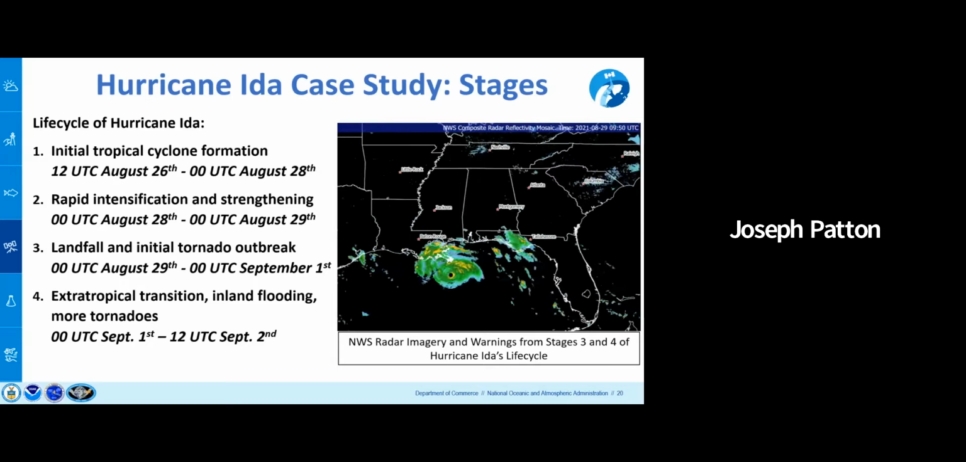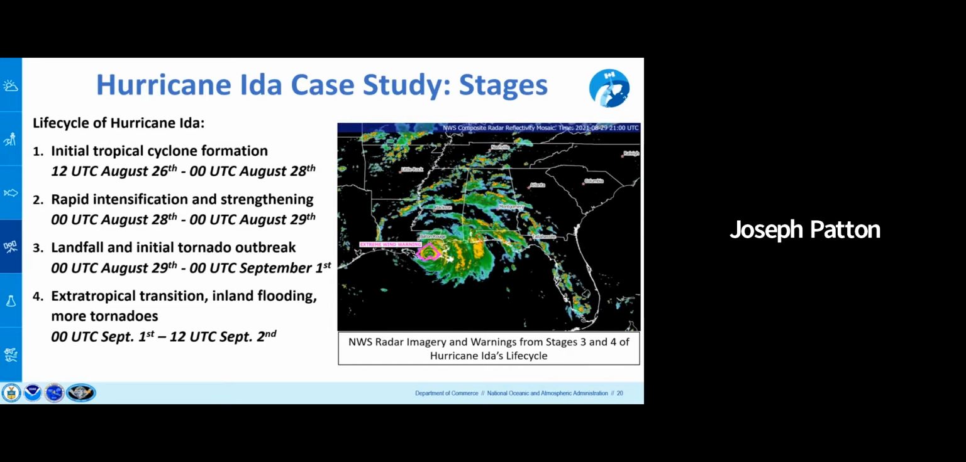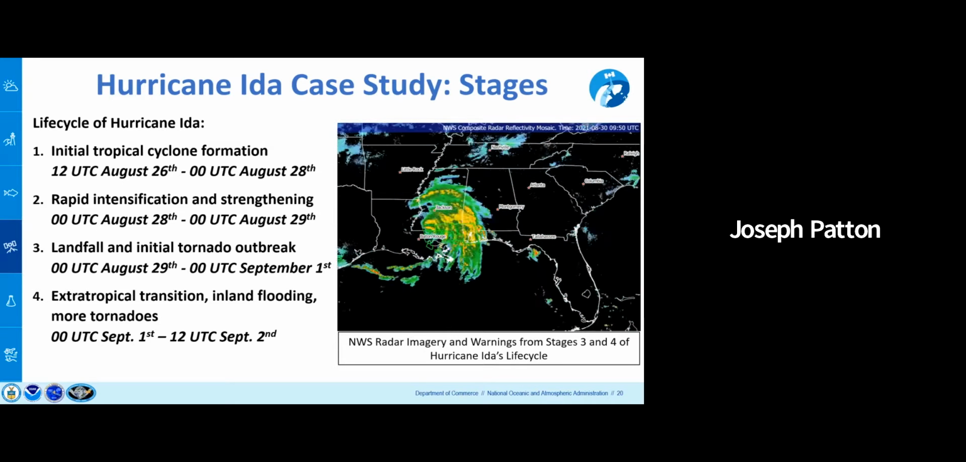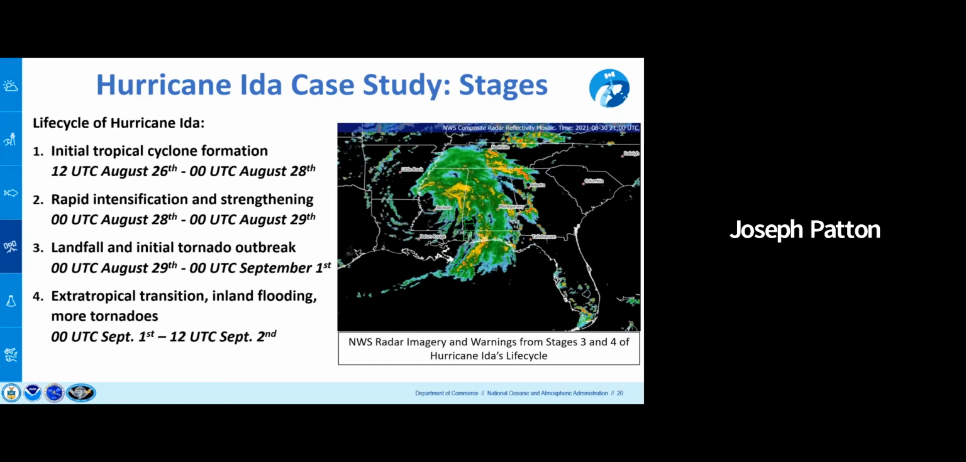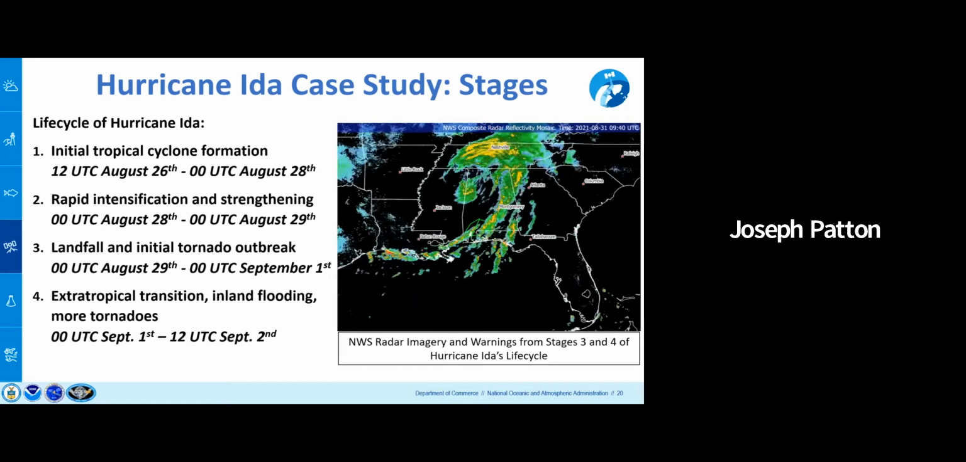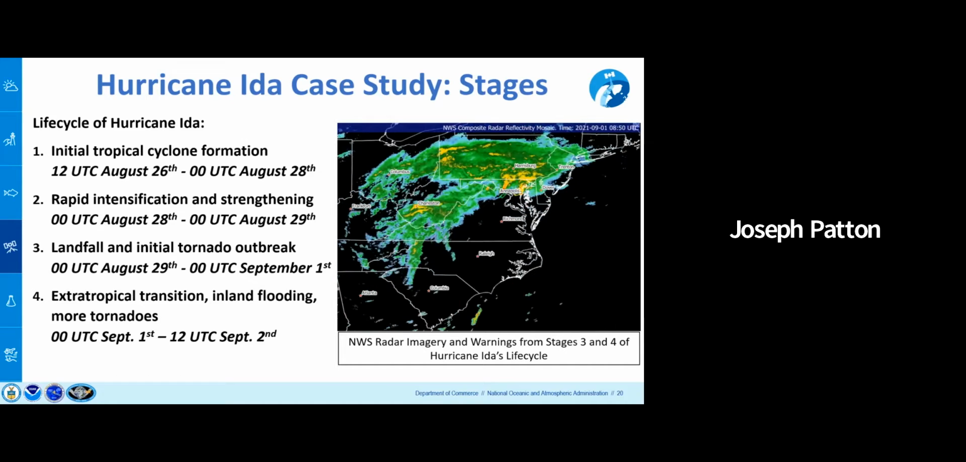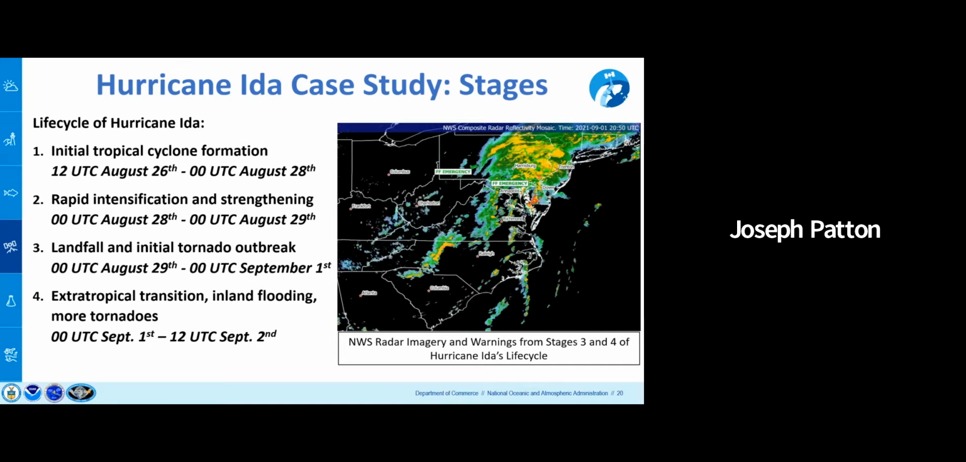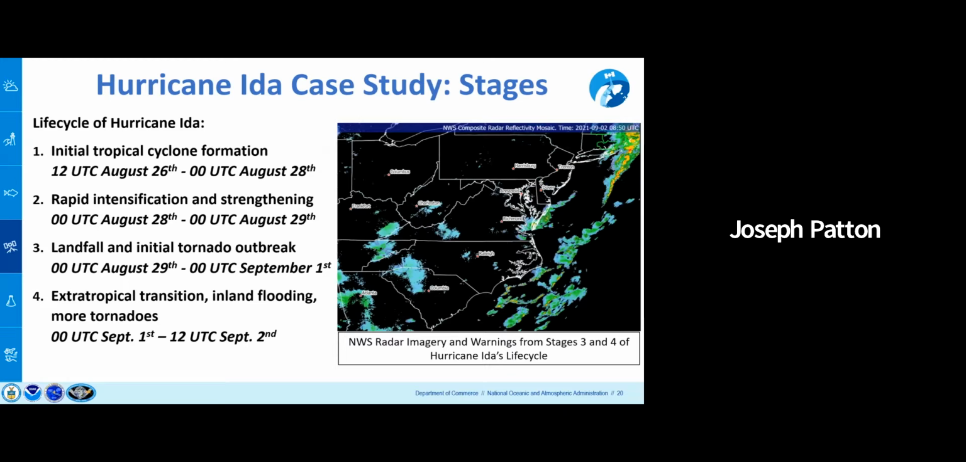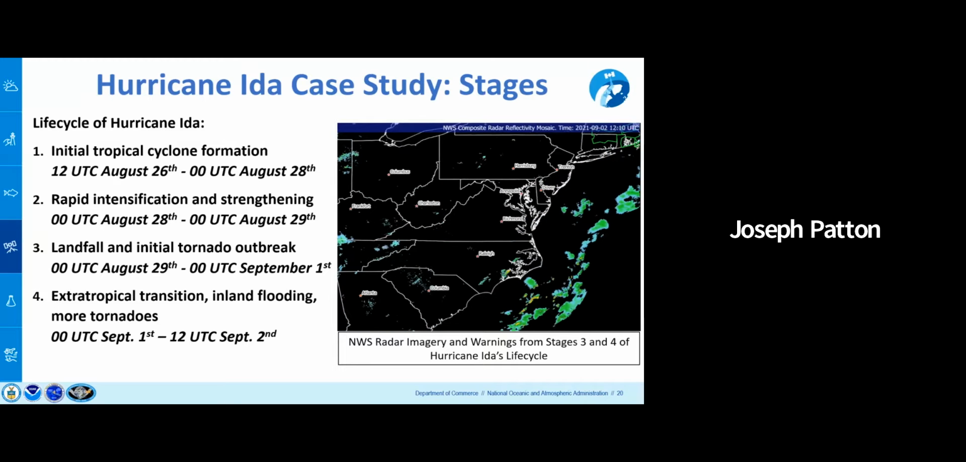So to help you organize your thoughts as we approach this case study, we have divided the life cycle of Hurricane Ida into 4 stages. The first stage is going to be the initial tropical cyclone formation when it's just developing out in the Caribbean, and that's essentially from 12Z on the 26th to 0Z on the 28th. Then there's a period of rapid intensification and strengthening that occurs in the day or so prior to landfall, from 0Z on the 28th to 0Z on the 29th.